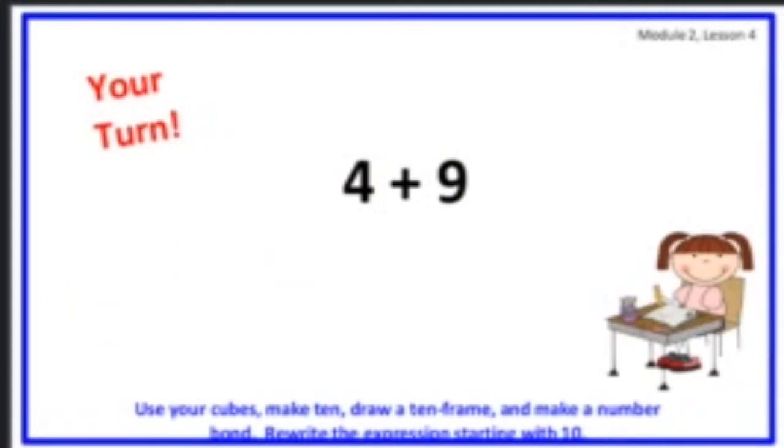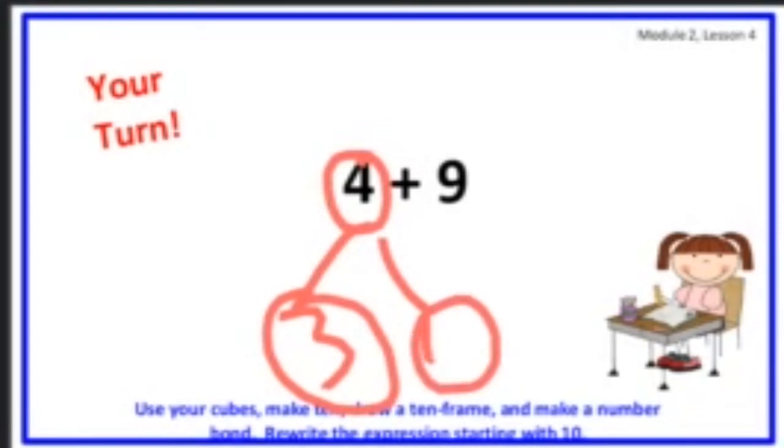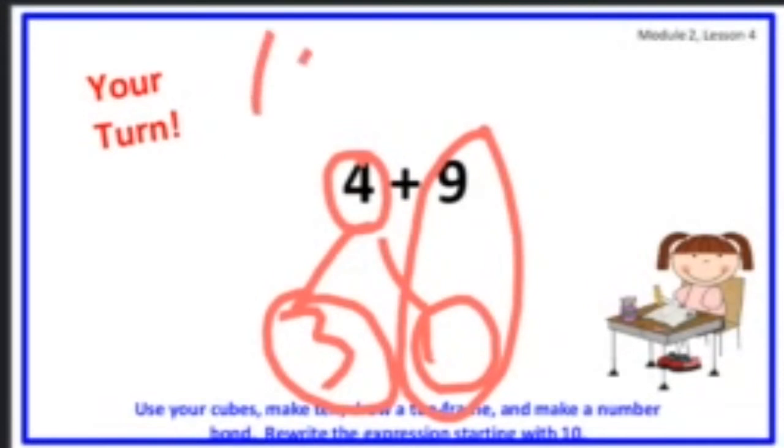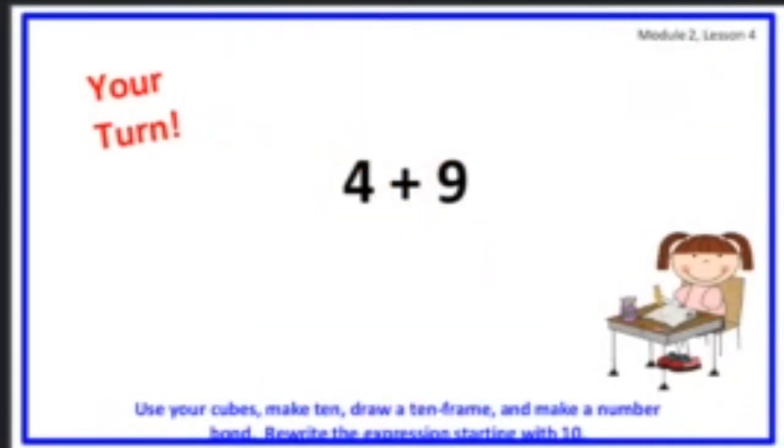Now moving on, we have 4 plus 9. I will break apart my 4 into 1 and 3. You see that? And I will make my 10. So it becomes 10 plus what is left outside? 3, equal to 13. Clap for yourself.